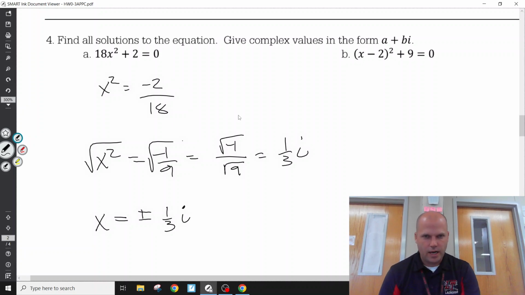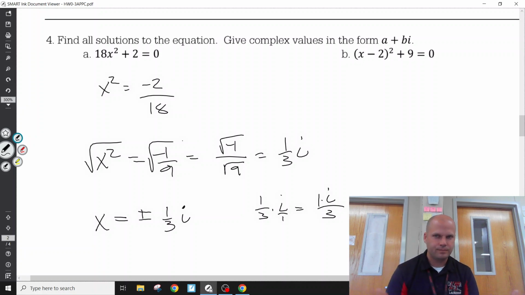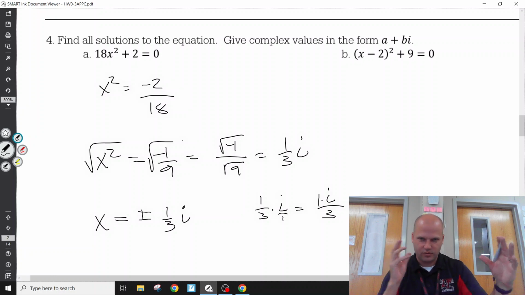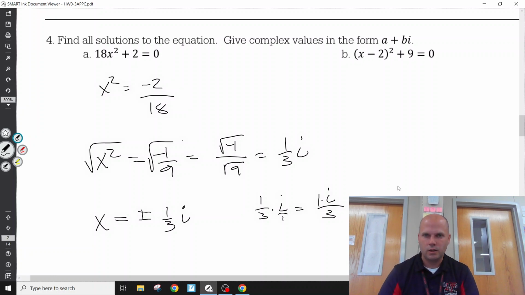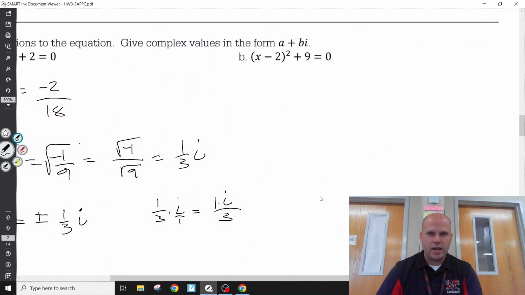I probably would want to write this as 1/3 i, not i over 3. You can put a 1 here and i here. Like if you think about 1/3 times i, that can look like 1/3 times i over 1. It could look like i over 3, but like you could also keep the 1 here, bring the i out. You should be comfortable with that, but a lot of you I'm sure are not. You're unsure about simplifying. But that's the answer there.